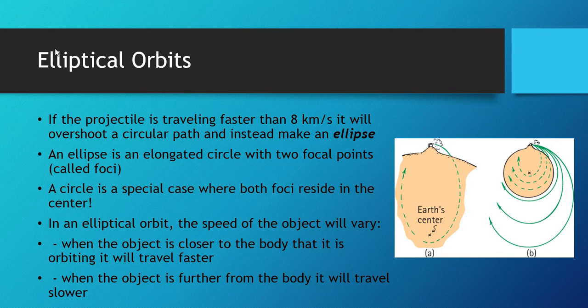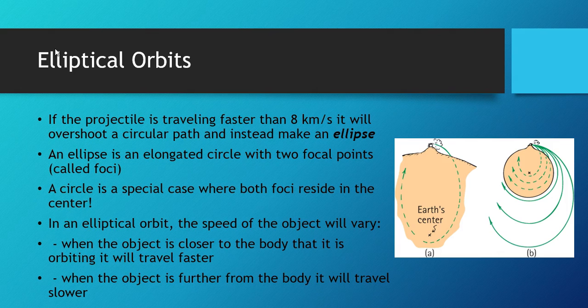An ellipse is essentially a flattened circle, right? An elongated circle. Sometimes you call it an oval, with two focal points. These focal points are called foci. A circle is just a special case of an ellipse where the foci are on top of each other at the center. They're the same point in the center. As you flatten the circle out, the foci spread out.